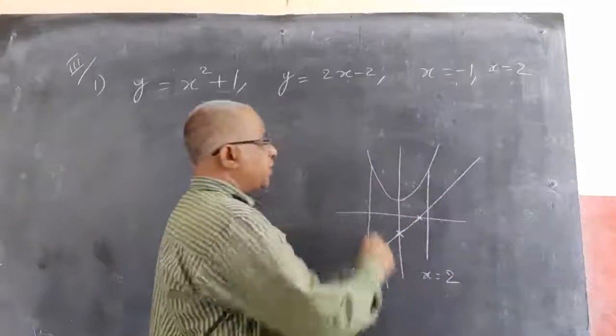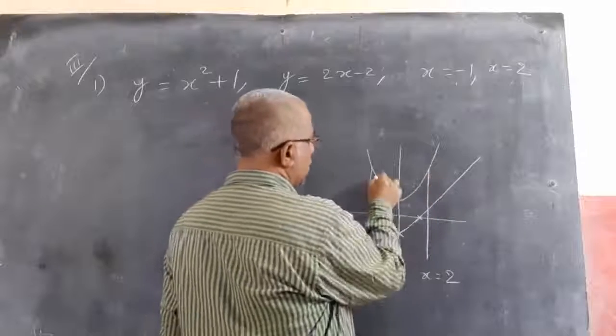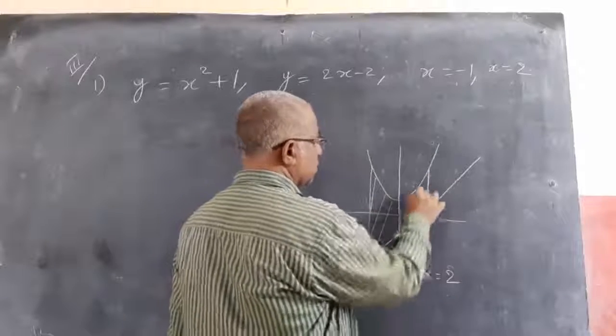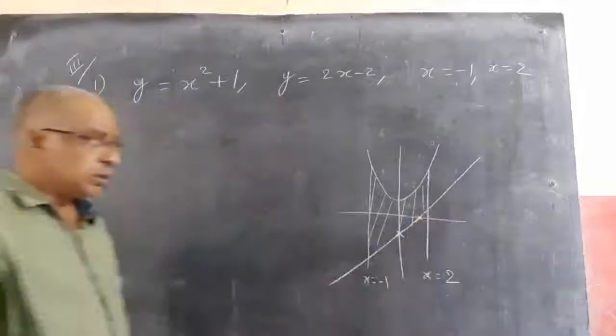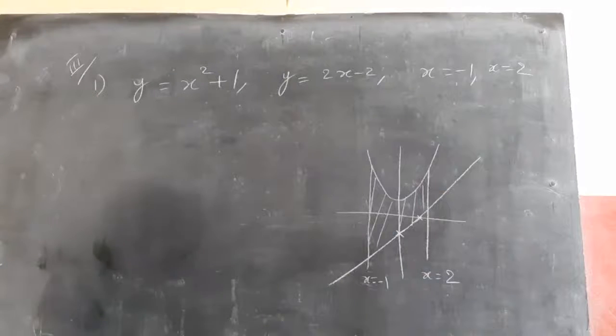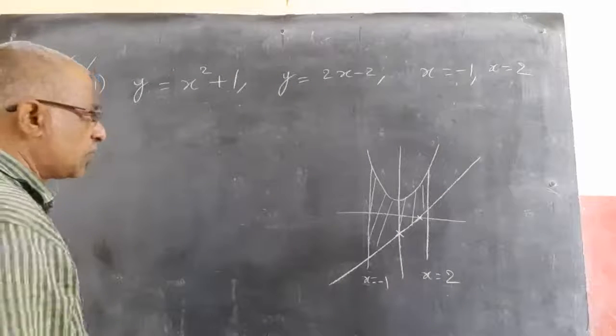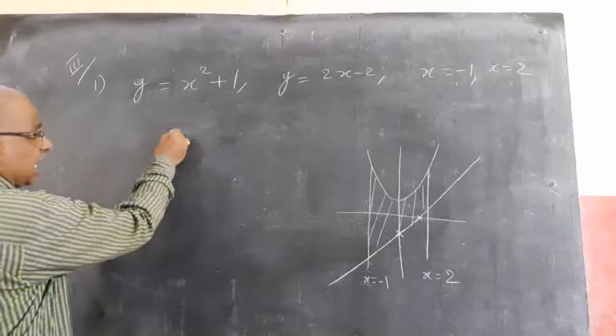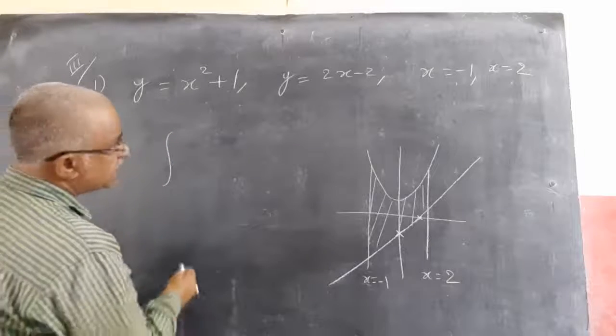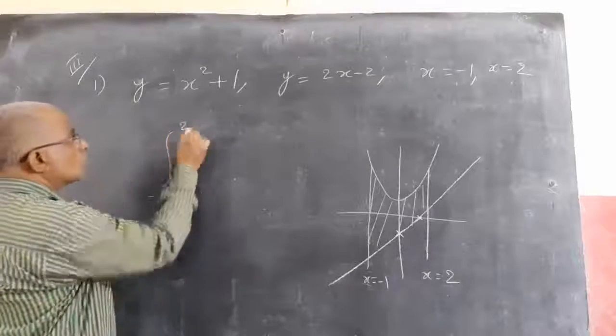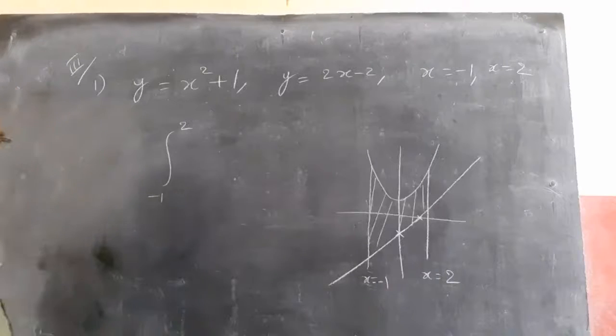So, if you observe, this is the upper curve, this is the lower curve, and in between the two is asked. Means, how can I find? Directly f(x) minus g(x) between the limits minus 1 to 2.